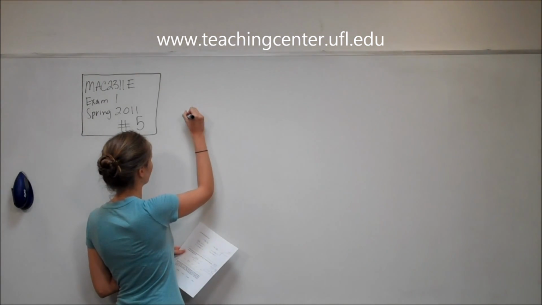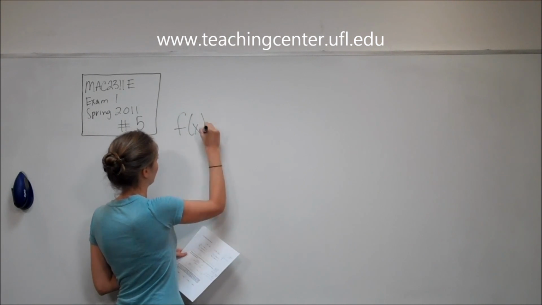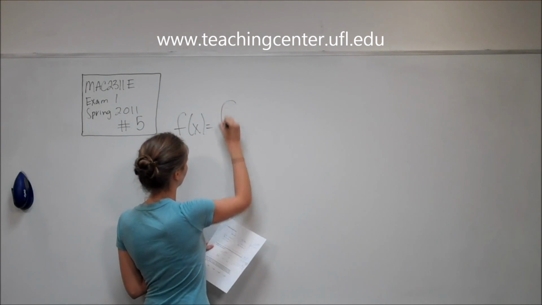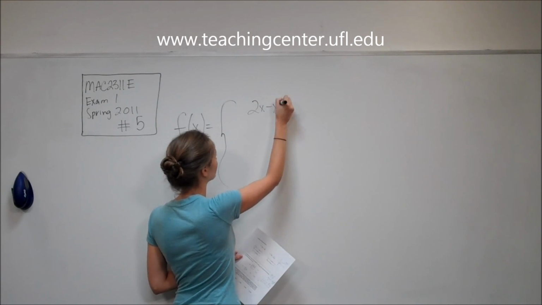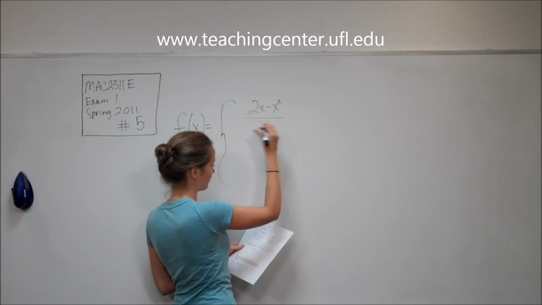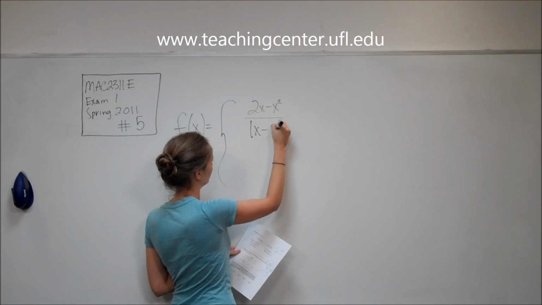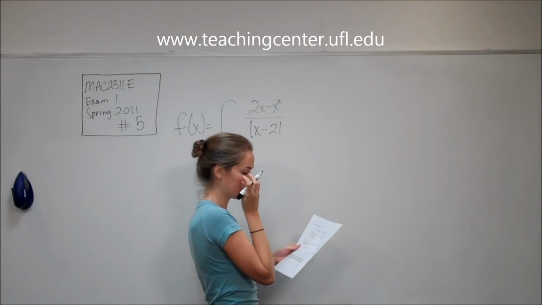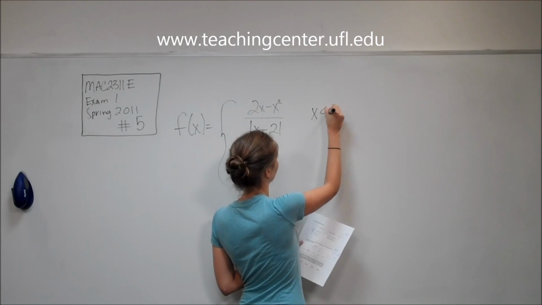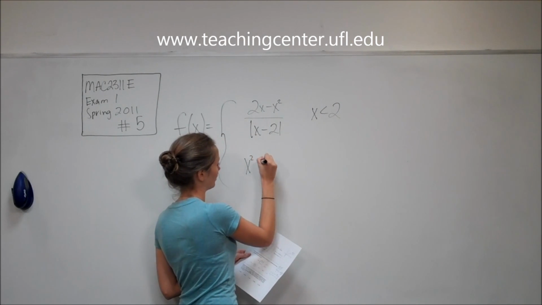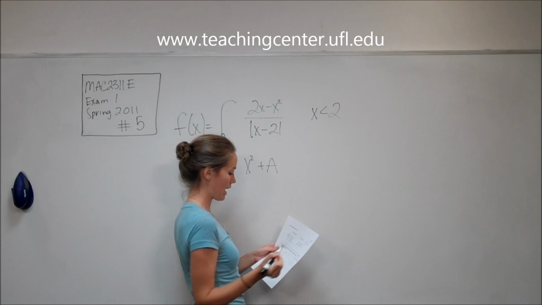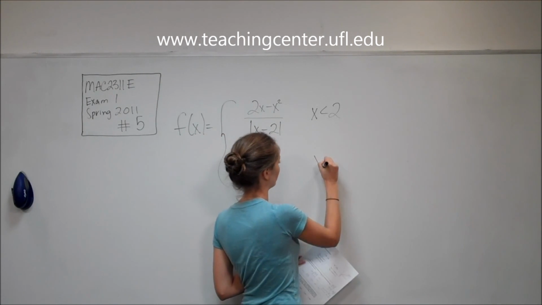So our function f of x is equal to 2x minus x squared over the absolute value of x minus 2 when x is less than 2, and then it's equal to x squared plus our constant a when x is greater than or equal to 2.